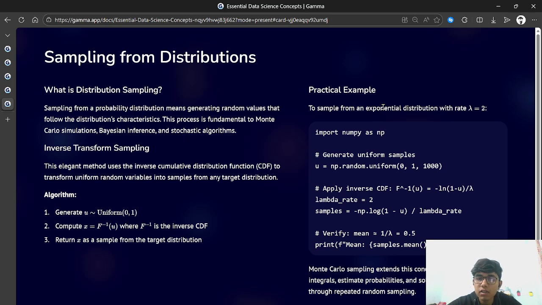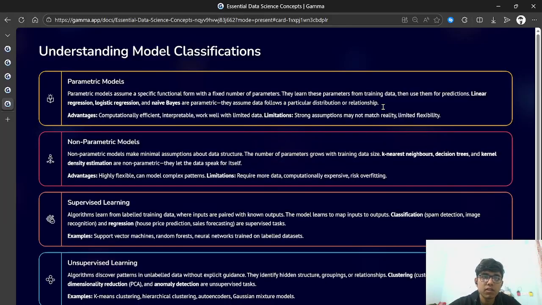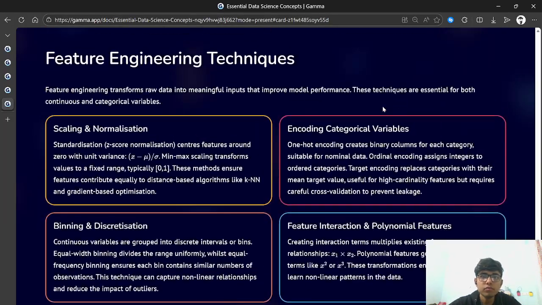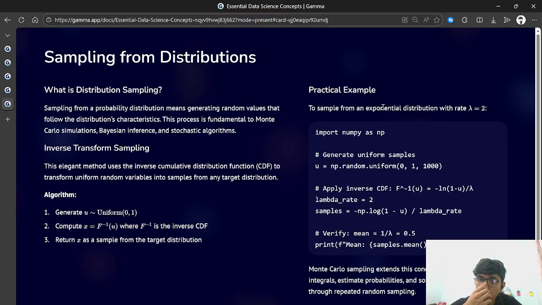Now let's talk about Monte Carlo sampling. In Monte Carlo sampling, we repeatedly draw random values and use those values to approximate the quantities of interest. A classic example is estimating the value of pi by randomly scattering points inside a unit square and determining the proportion that fall inside the inscribed quarter circle. As the number of samples increases, the approximation becomes increasingly more accurate.